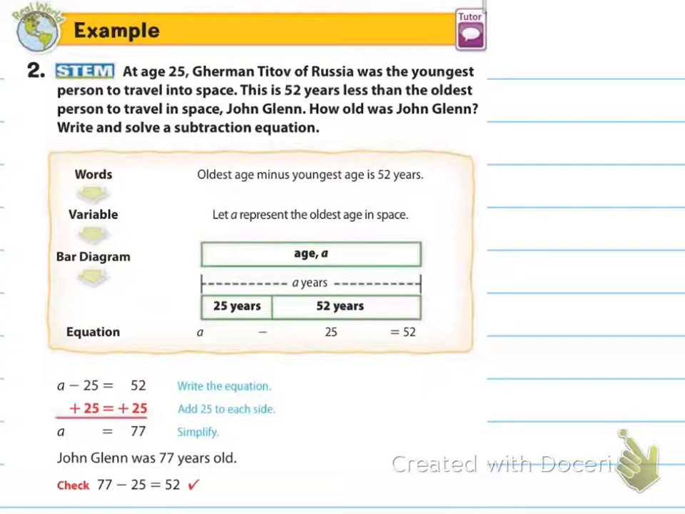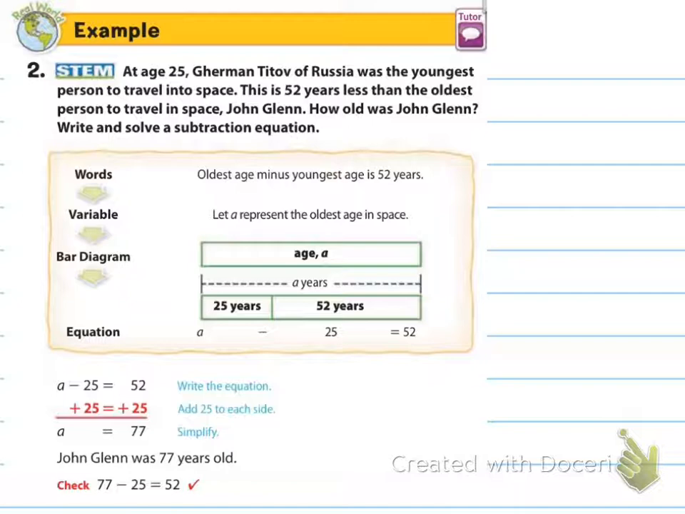So number 2 says, at age 25, German Titov of Russia was the youngest person to travel into space. This is 52 years less than the oldest person to travel in space, John Glenn. How old was John Glenn? Write and solve a subtraction equation.